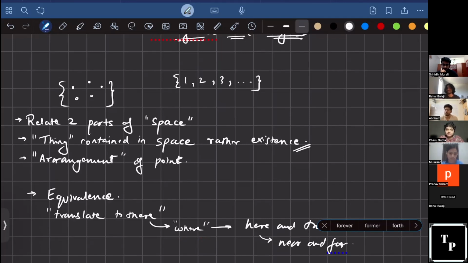Now, let's see if we can build a mathematical structure that will tell us if it's near or far. And we want the simplest structure that we can build. Now, the word translate also encapsulates this in some way. But when you say translate, add something, you have to introduce the structure of addition, what constants are, all of this. Can we do it without anything, like bare bones?